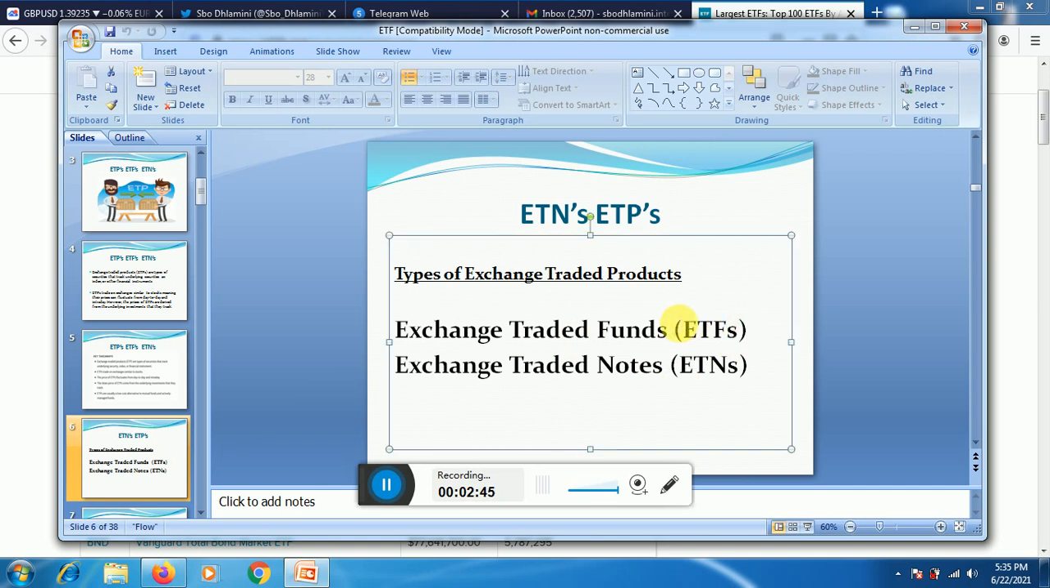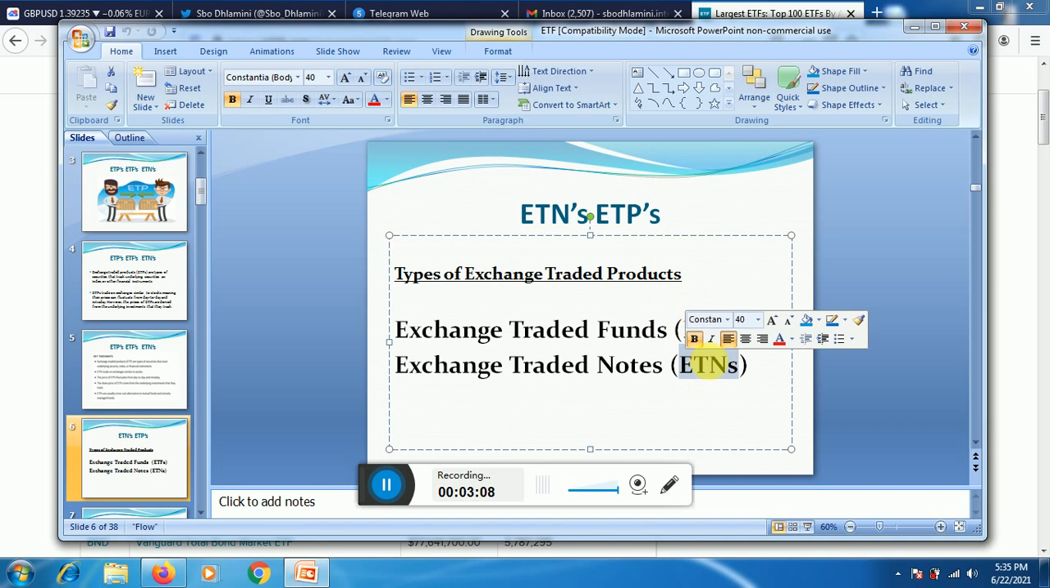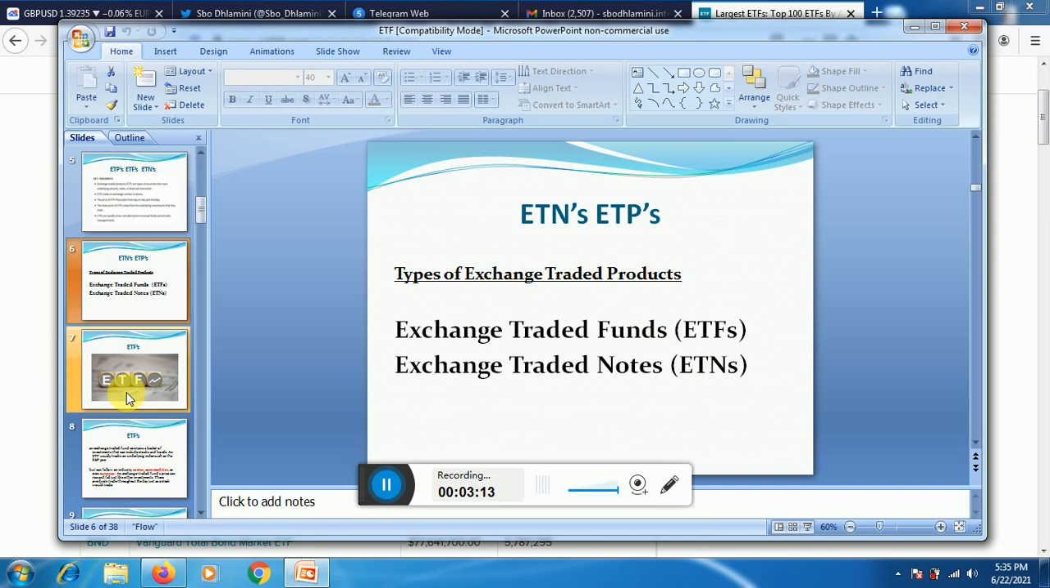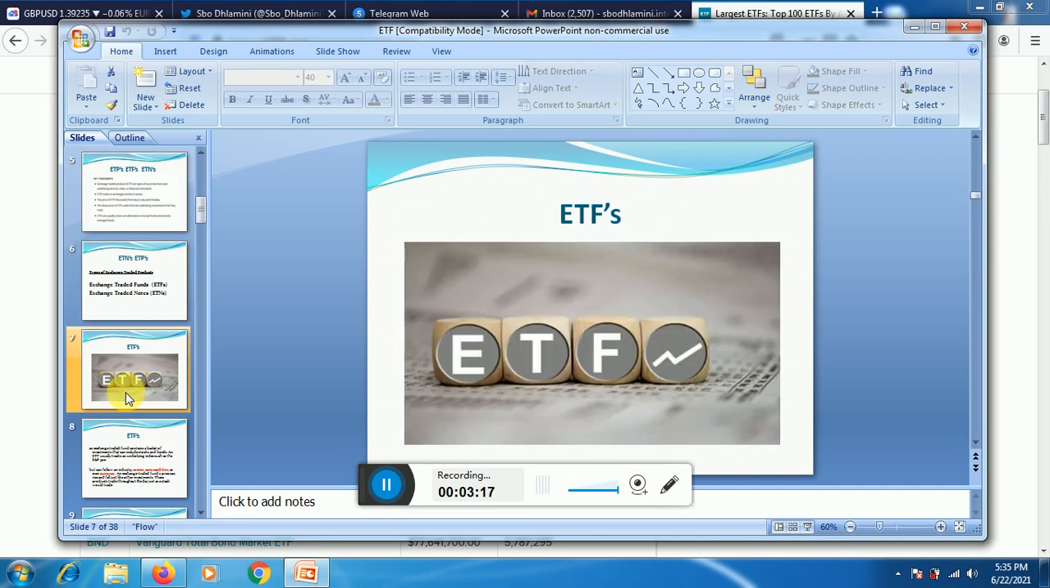There are basically two types of exchange traded products. Firstly, there is an ETF, exchange traded fund, and the second one is exchange traded notes. Both these assets are called exchange traded products. Today we are going to look at the first one, which is an ETF.